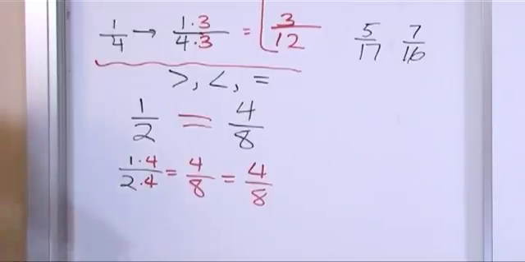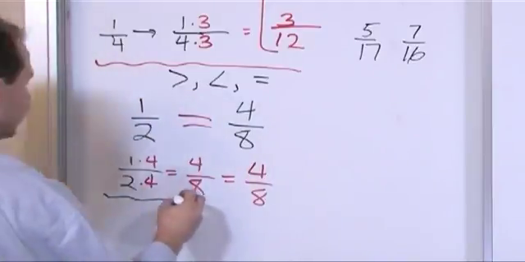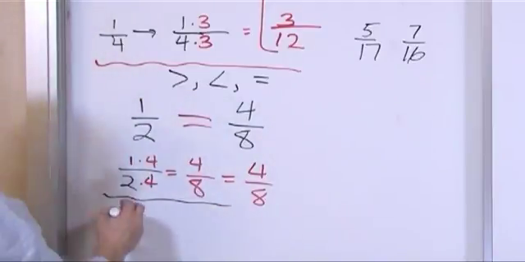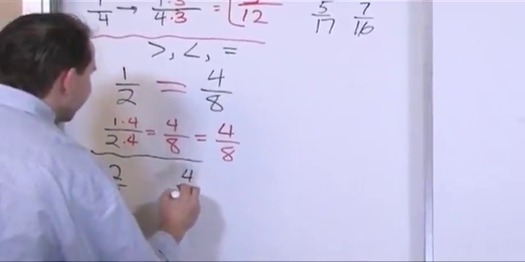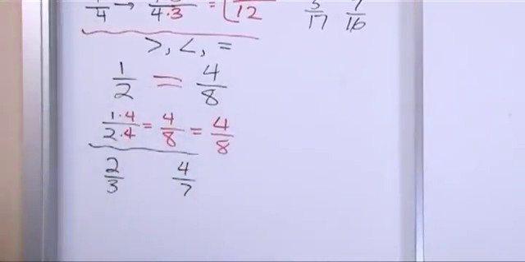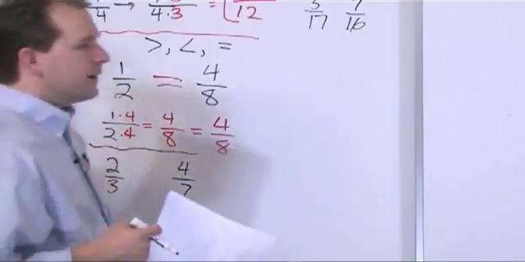But like I said, let's get into a little bit of a harder example. What if you had 2/3 and 4/7? I don't want to say this is difficult, but certainly, even me, when I look at this, I don't know which one of these fractions is larger or smaller off the top of my head.